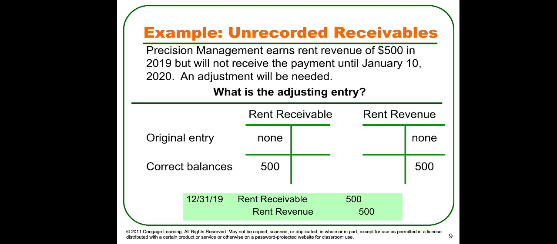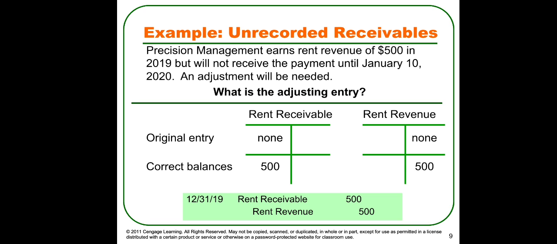Because the business has not received the cash yet, the business cannot debit account cash. So the business has to debit account rent receivable. Rent receivable means an account in which the business records that in the future, in year 2020, the business will receive 500. Rent receivable is an asset because it shows that the business will get something in the future.